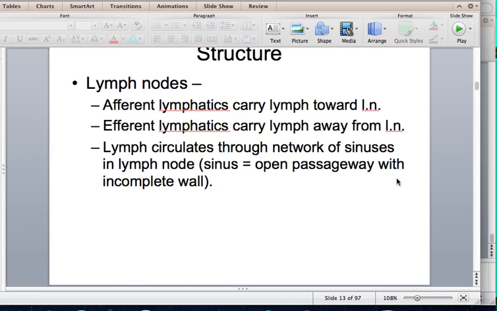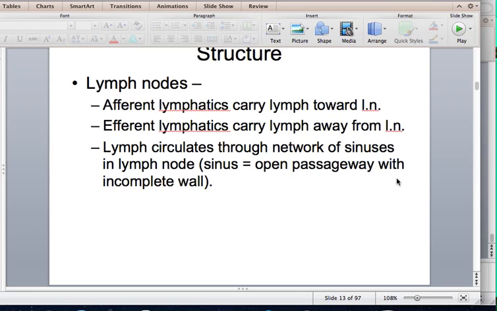Okay, lymph nodes are bigger. These are little kidney bean shaped pieces of tissue that are, again, full of lymphoid tissue. They're bigger than just plain tissue, and they would be classified as an organ, and they have a little capsule. They tend to be scattered along the lymphatic vessels throughout the body. Afferent means coming at the lymph node, so afferent lymphatics carry the lymph towards the lymph node. And efferent lymphatics carry the lymph away from the lymph node.